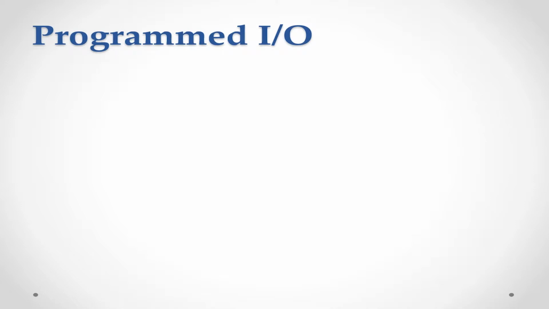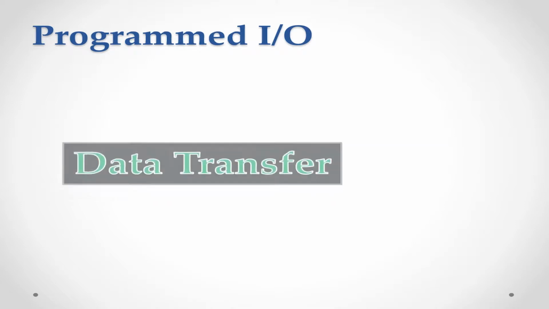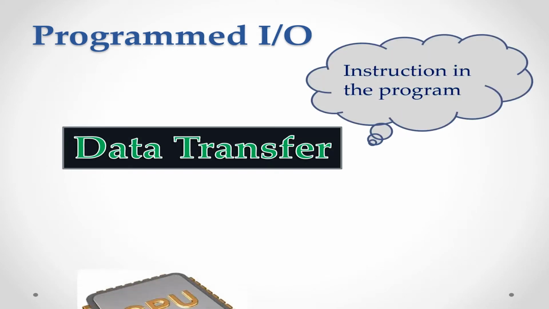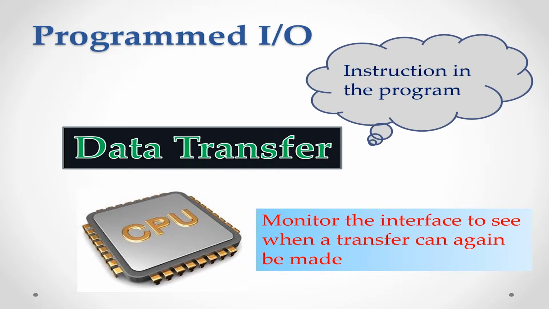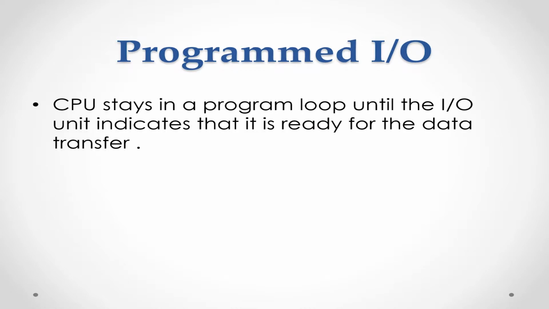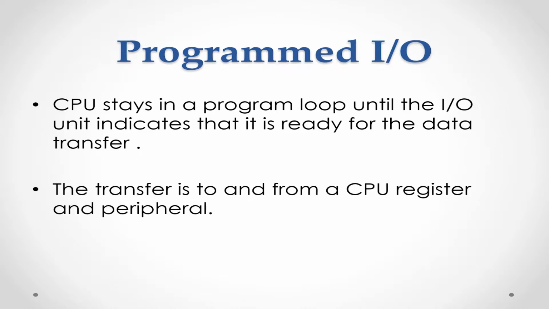In the programmed input-output mode, each data item transfer is initiated by an instruction in the program. Once a data transfer is initiated, the CPU is required to monitor the interface to see when the transfer can again be made. In the programmed input-output method, the CPU stays in a program loop until the input-output unit indicates that it is ready for the data transfer.